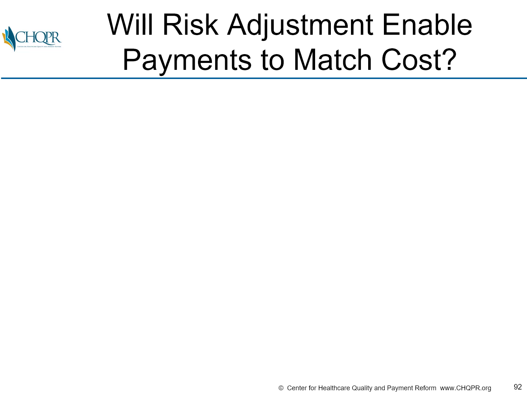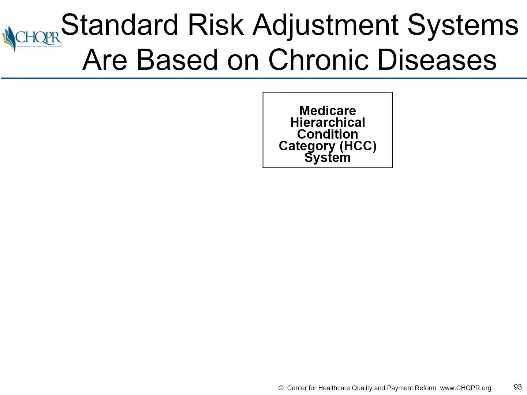Medicare and other payers have tried to solve this problem by risk adjusting the monthly payment amounts. Does risk adjustment enable payments to match the cost of primary care? The risk adjustment system used by Medicare and all of its payment systems is what is called the Hierarchical Condition Category, or HCC system. It assigns a risk score to each patient based on their age, sex, and the chronic conditions they have been diagnosed with.